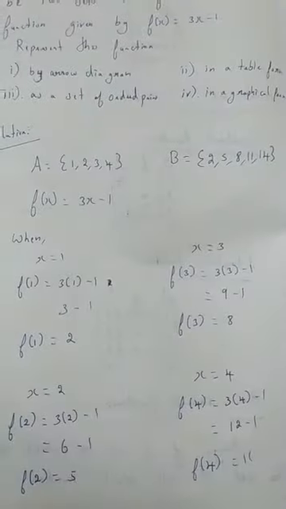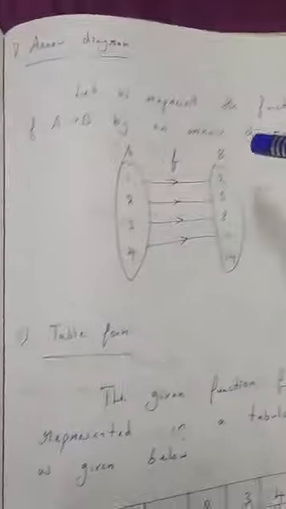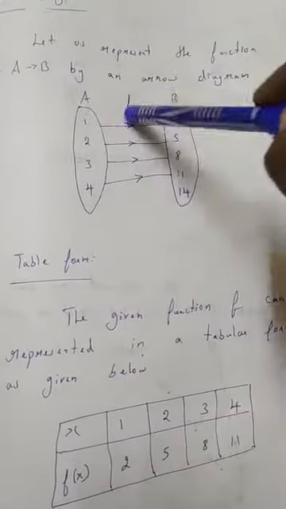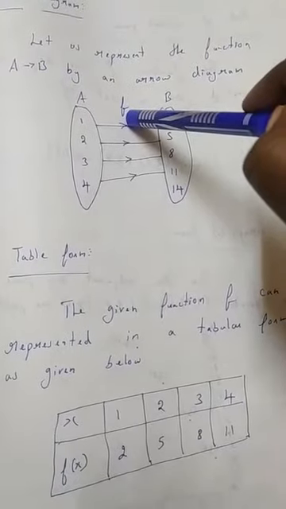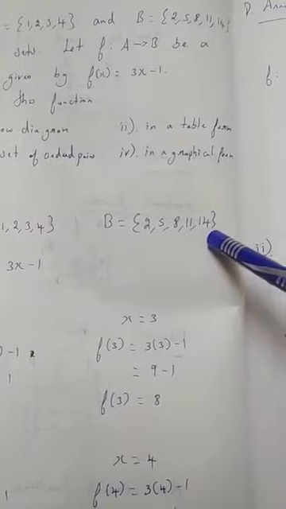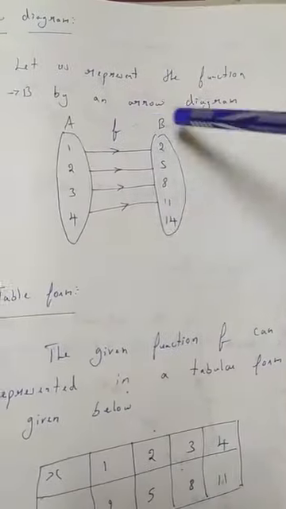Let's find out all these things. First one is the arrow diagram. What is called an arrow diagram? First of all, we have to draw two circles, A and B. In between we write this f, that is the function. Write all the elements of A. What are the elements of A? 1, 2, 3, 4. Then all the elements of B: 2, 5, 8, 11, 14.